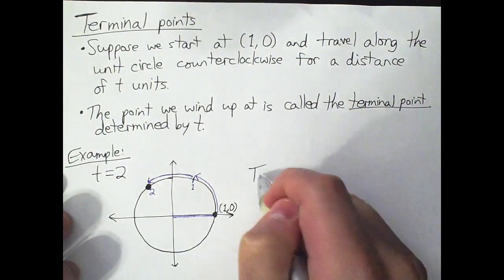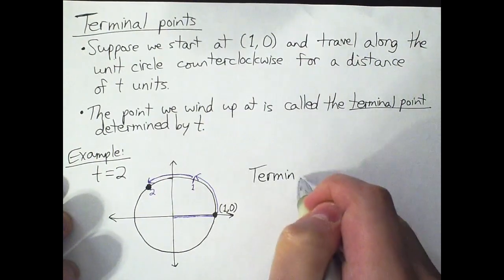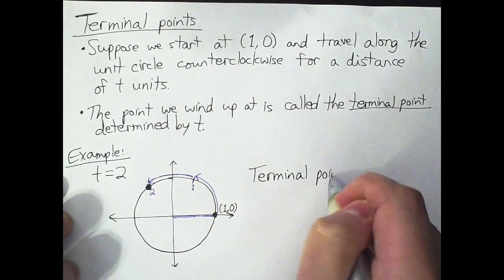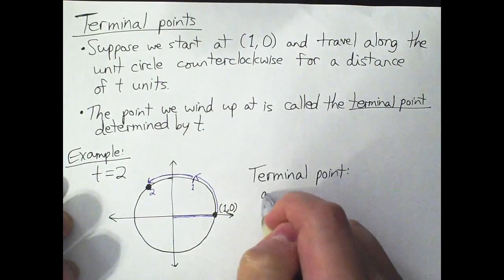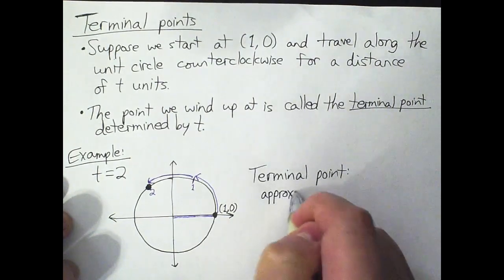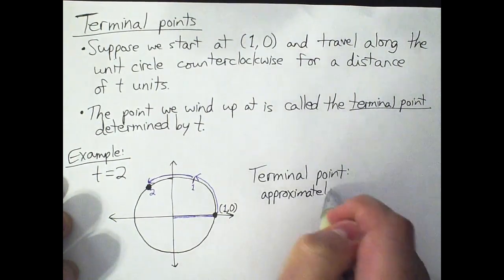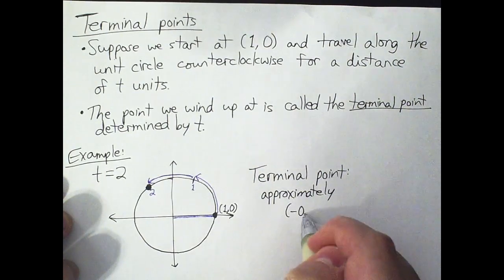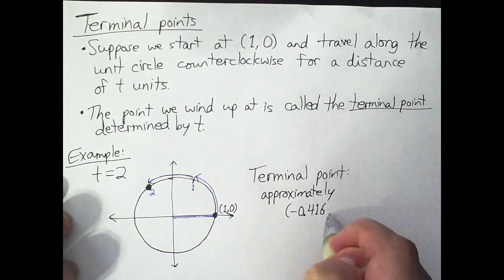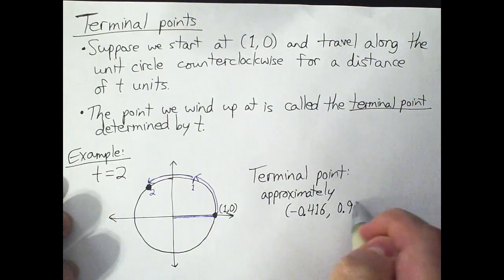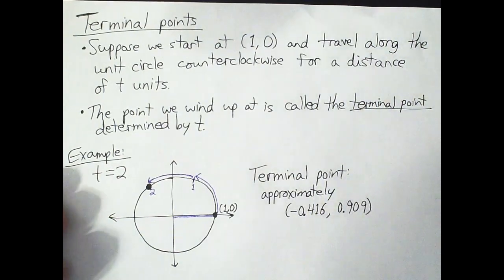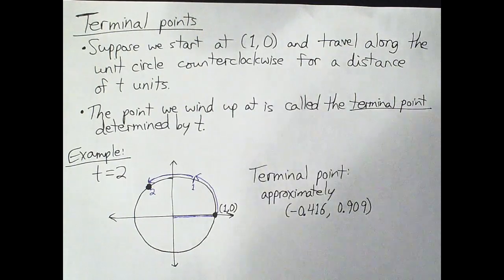So we have a starting point and we have a terminal point. In this case, the terminal point, I'm going to tell you I found that this is approximately (-0.416, 0.909). So it seems like different t values would take us to different terminal points.